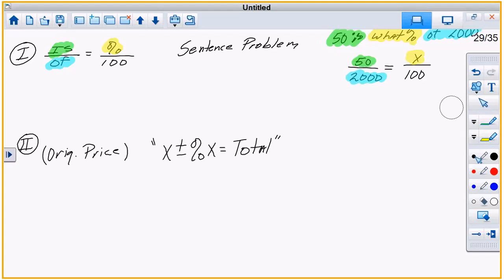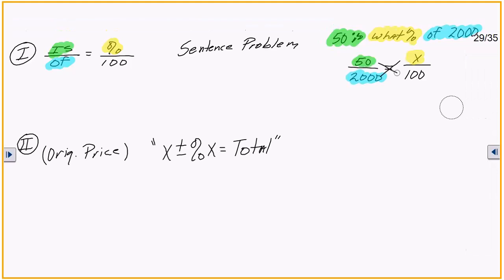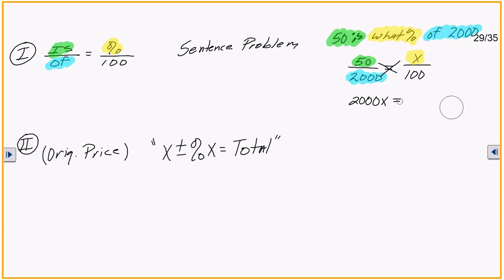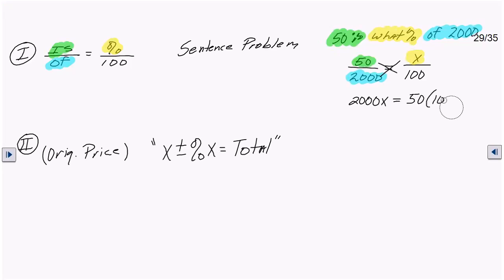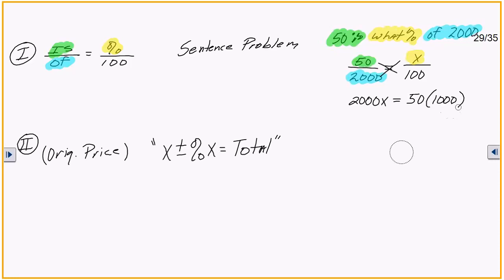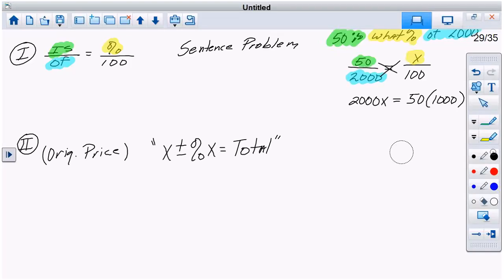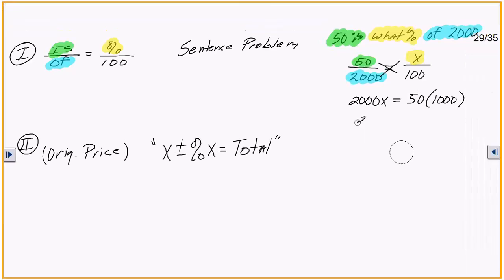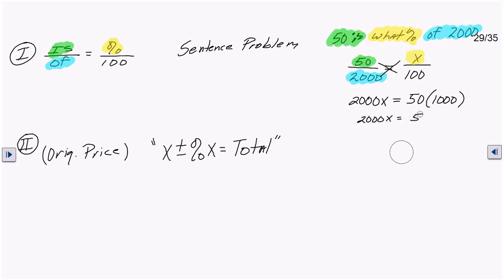It's a little pre-algebra, and I know we're still in basic math, but you're fixing to move into some pre-algebra, so I'm going to crisscross. Now that's 2,000x is equal to 50 times 100. And what you do there is you take the 5 times 1, and then you add a 0. So 50 times 1,000 is 50,000. Okay? So 2,000x is equal to 50,000.